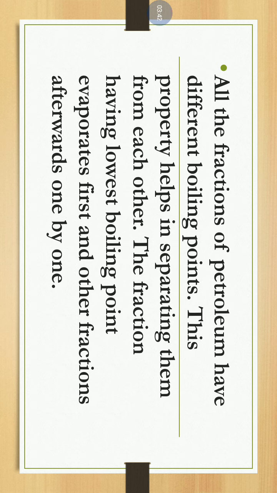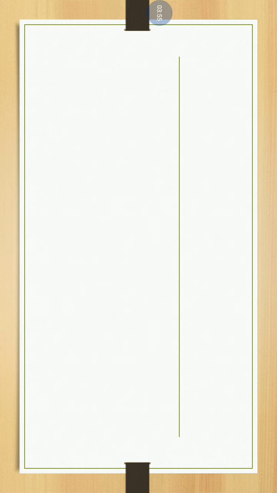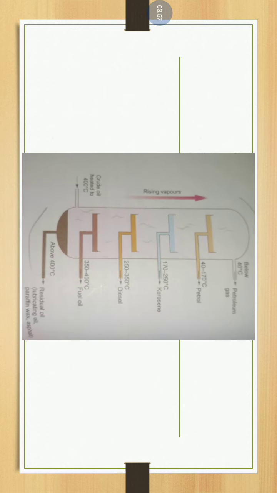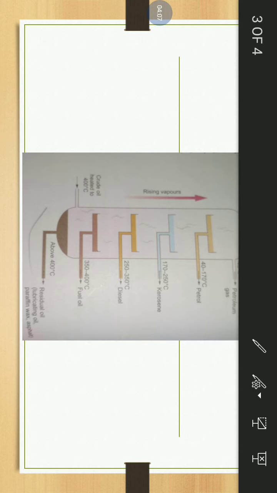So the fraction having the lowest boiling point comes out first in the form of vapor, and other fractions one by one in the order of their increasing boiling points. Now let us see how it happens. First of all, this is the picture of a fractional distillation tower or fractional distillation column. In this, at the bottom, we are keeping the crude oil, and this crude oil is heated up to a very high temperature. Here it is written almost about 400 degrees Celsius.